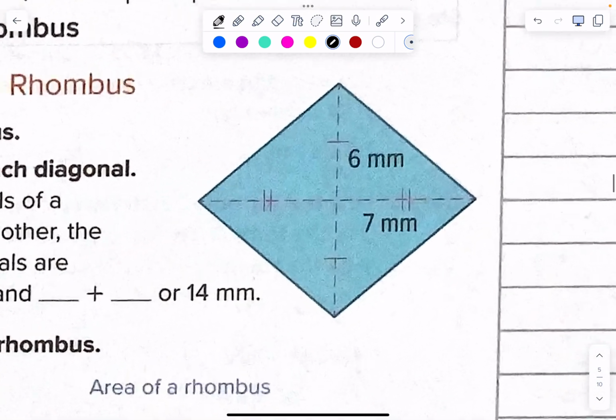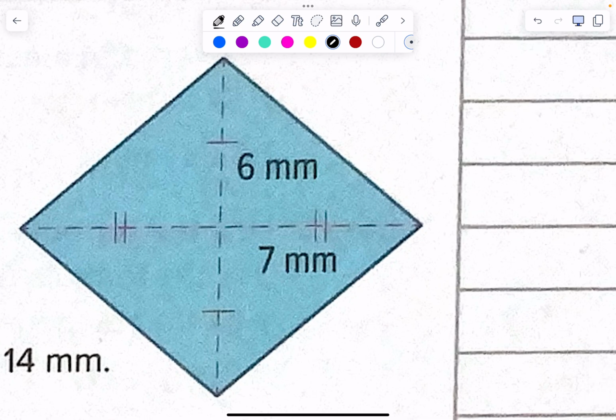This guy, go to example 5. Okay, this is a which shape? That's a rhombus, okay? What's this diagonal in this direction?